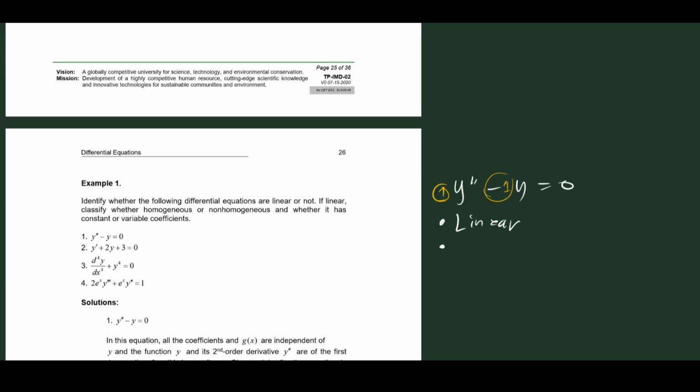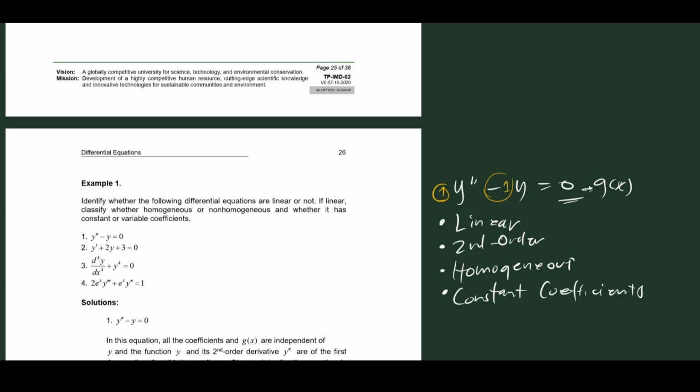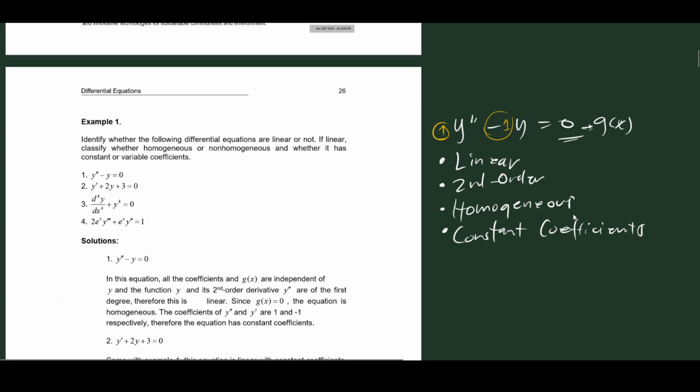And then after that, take a look at the order. This is of the second order. And then if you go to the right-hand side of the equation, we have here 0. So this is our g of x, right? If g of x is equal to 0, what is this? This is homogeneous. As you can see here, our coefficients on the left-hand side are all constants. So we can say that our equation has constant coefficients. So that is basically it. Let's do some more examples.